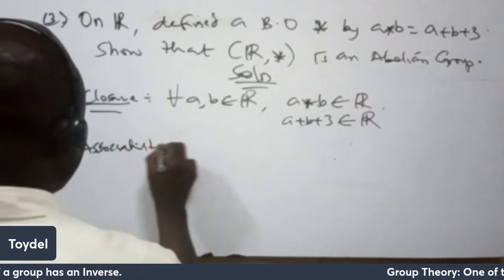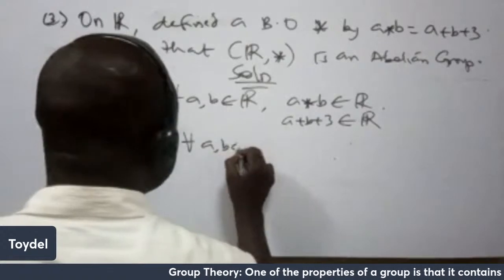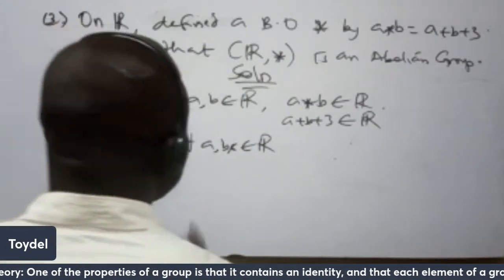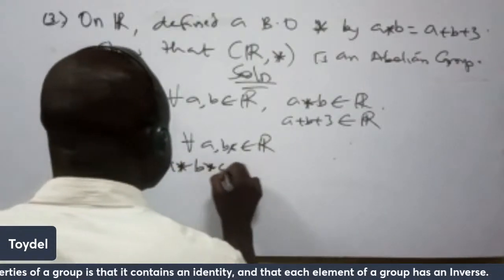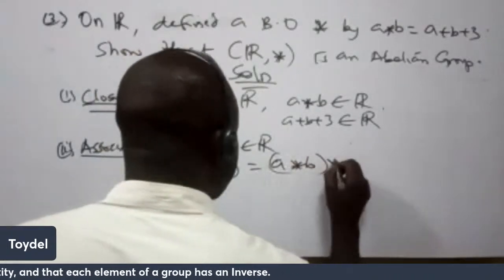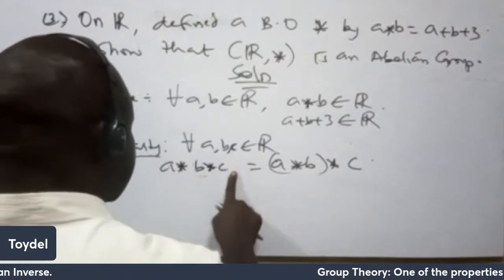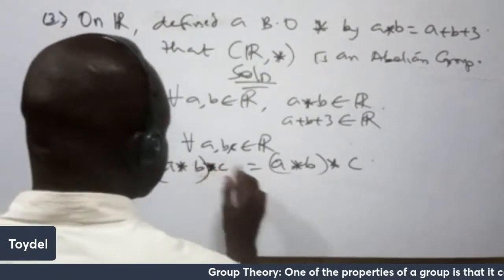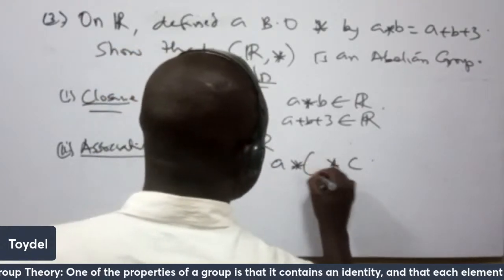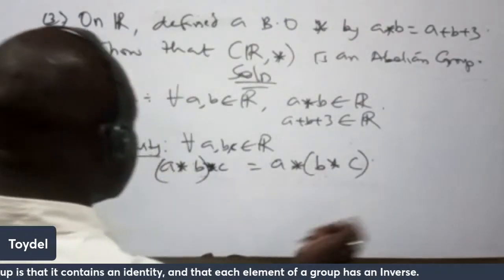We go to the second one, which is the associative property. Under associativity, we say that for all A, B, C that belongs to R, we want to show that A asterisk B asterisk C is equal to A asterisk B then asterisk C. This is what we want to show, or vice versa. Or we can say A asterisk B then C is equal to A asterisk then B asterisk C. If I'm able to show that this is equal to this, then we are on the safer side.